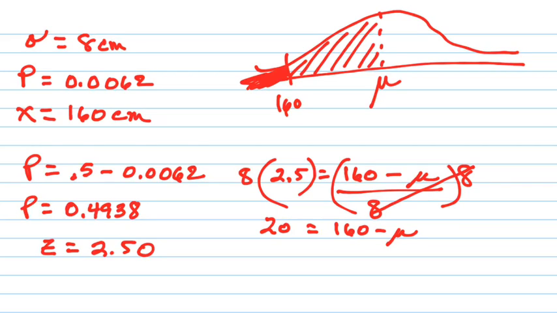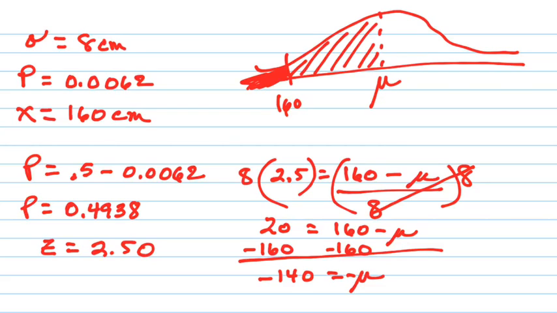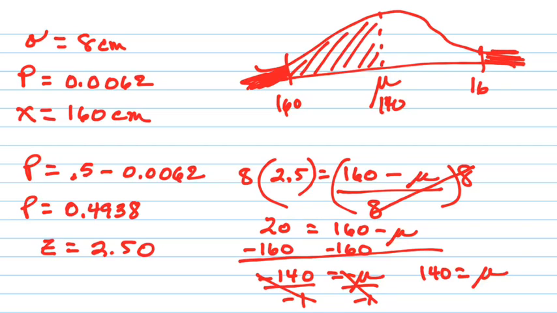Let's move the 160 by subtracting 160 from both sides, which gives me negative 140 equals negative mu. Then divide away the negative. Gives me 140 equals mu. So that tells me that my mean is 140, which means I got an issue. What's my issue? Yeah. Here's where my tail should have been.